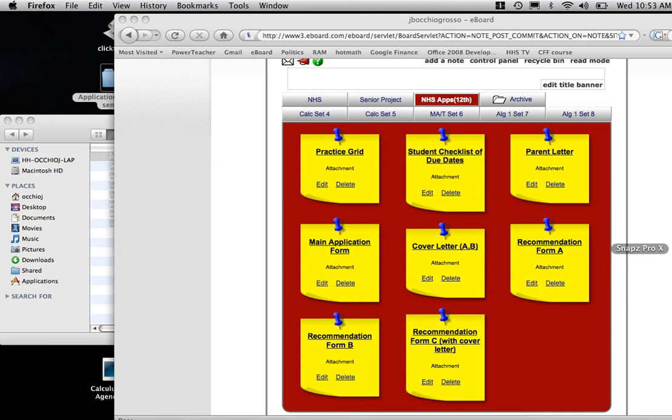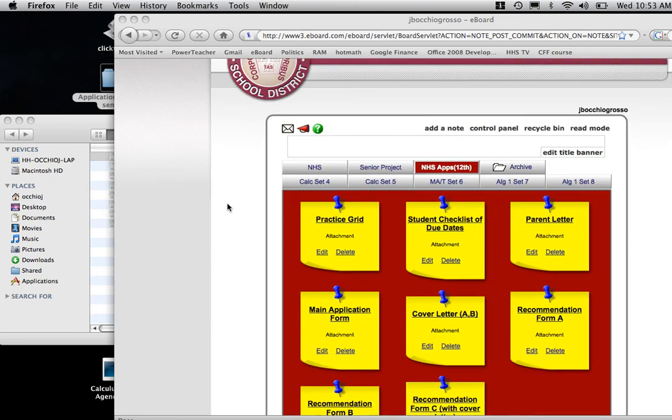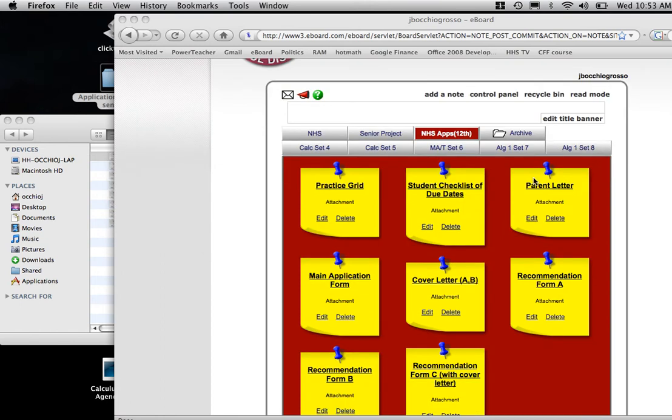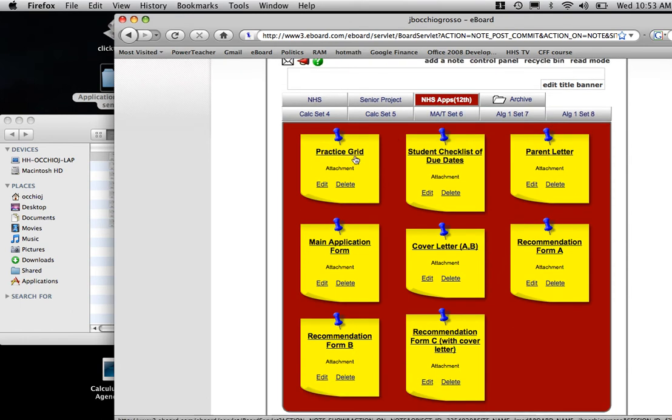Okay, so this is generally the National Honor Society application process. If you go to my eBoard, you can see it's here, and then I've clicked on the NHS Apps 12th tab. In there are 8 post-its, and in order from left to right, this is Form 1, Form 2, Form 3, and then the main application form is 4, 5, 6, and then 7, 8 are below. Those forms you can find on there.